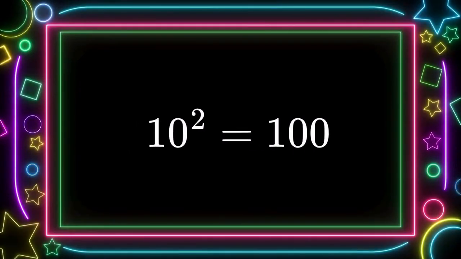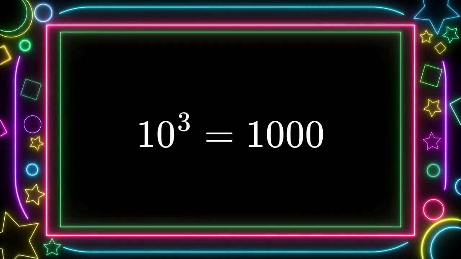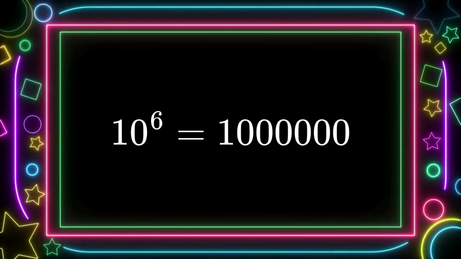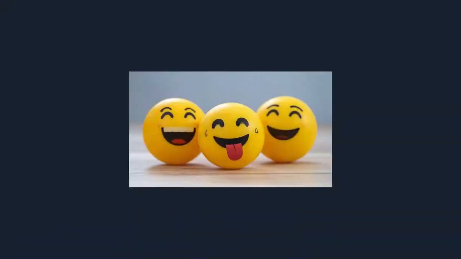Let's use 10. 10 to the second power takes us directly to 100. 10 to the third power is 1,000. But let's continue. 10 to the sixth power is already 1 million. Now we've reached something considerably large, right?